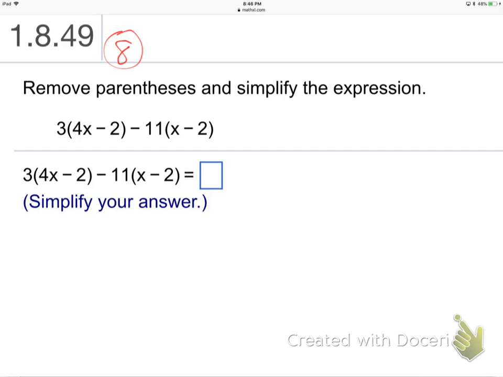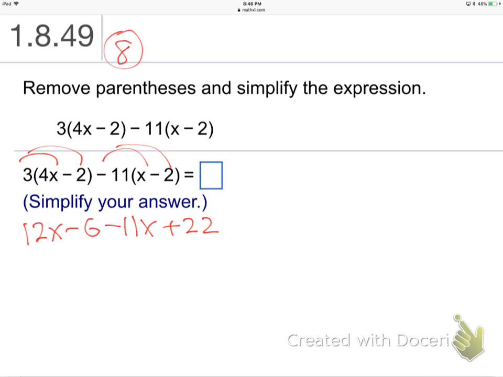So this becomes minus 6 plus 22. So 12x minus 6, positive 4. Minus 11x plus 22. X plus 14.